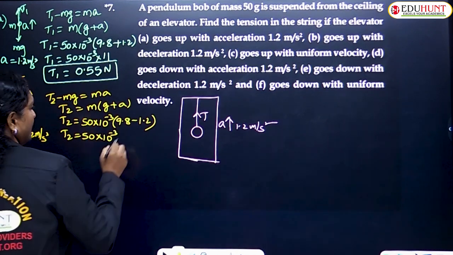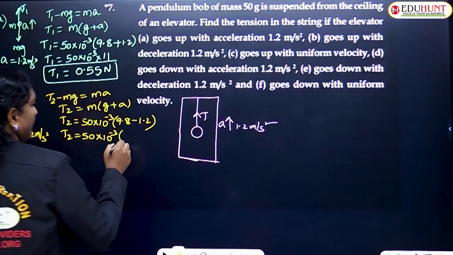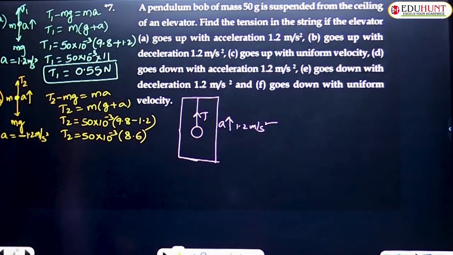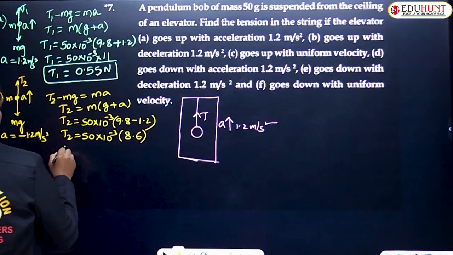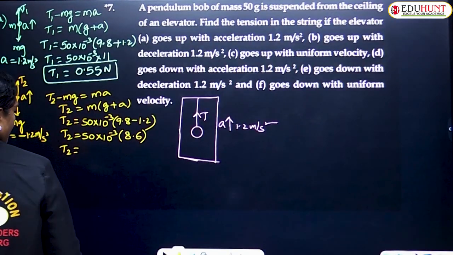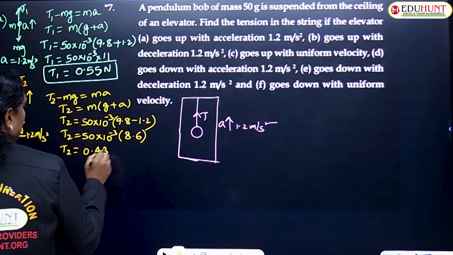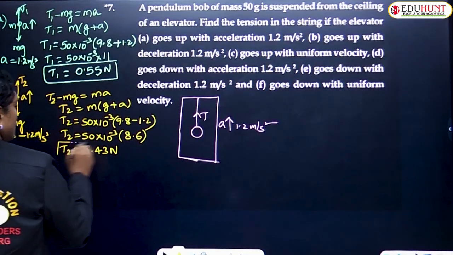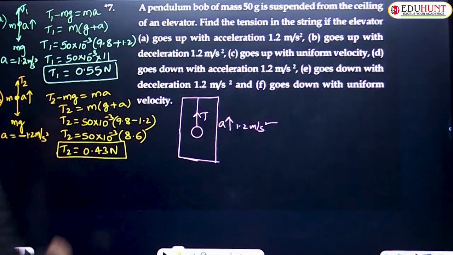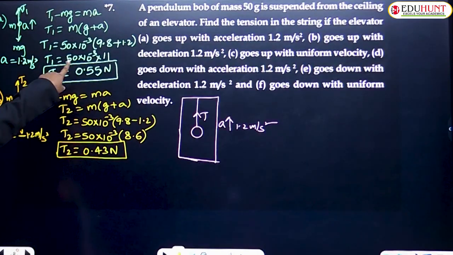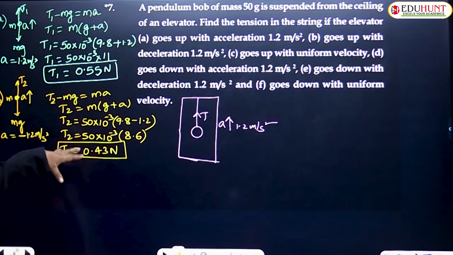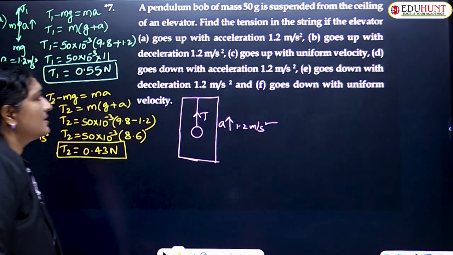Hence, T2 is found to be 50 into 10 power minus 3 into (9.8 minus 1.2), which is 8.6. Okay, so how much are you getting, children? We got something like 8.6. Hence the value of T2 is found to be 0.43 newtons. Earlier it was going up with an acceleration, now it is going up with a deceleration. Hence deceleration means the tension acting will be a little reduced.